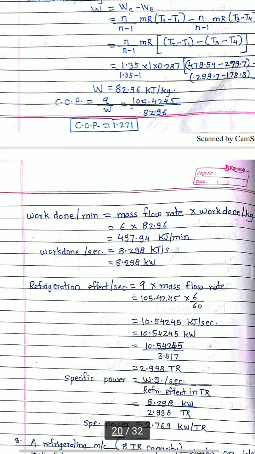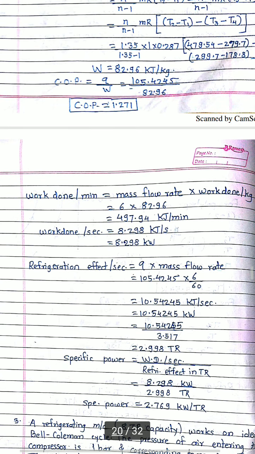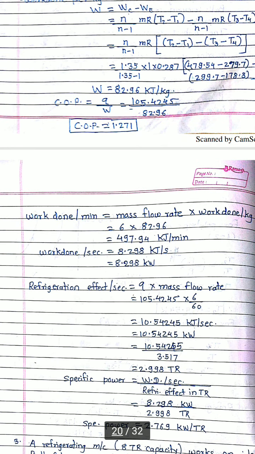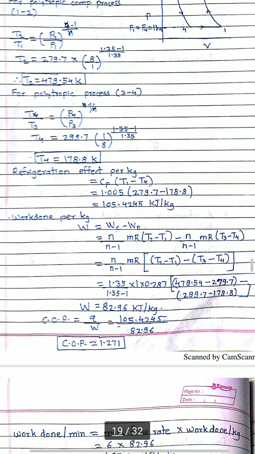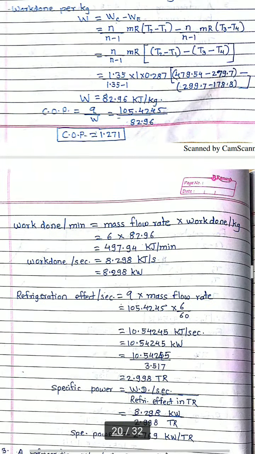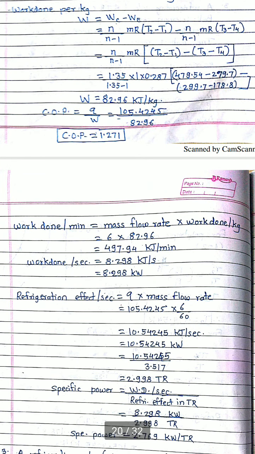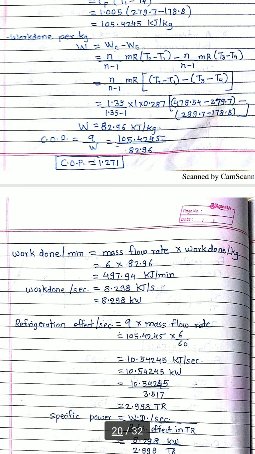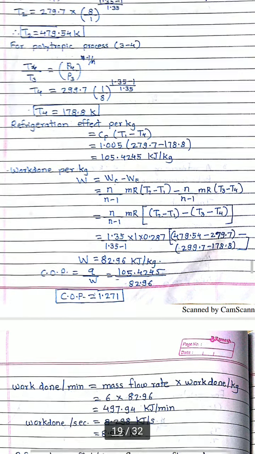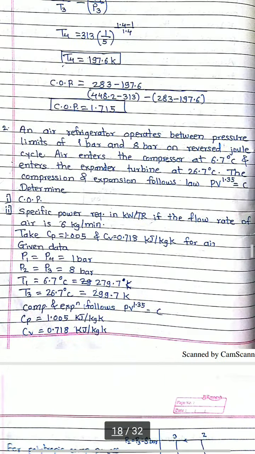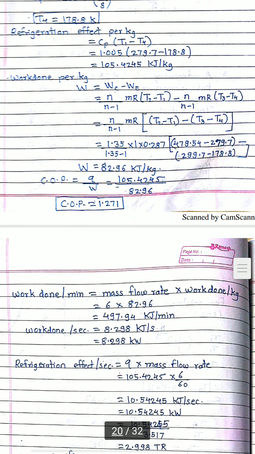We have to check whether the compression and expansion processes are given as adiabatic or polytropic. If adiabatic is given, then go for the calculation of the temperature, and directly you will calculate the COP. But if the process is given as polytropic, then you have to calculate the refrigeration effect, then you have to calculate the net work done, and then you have to calculate the COP. So hope you have understood this point. In the next lecture we will discuss the next numerical.